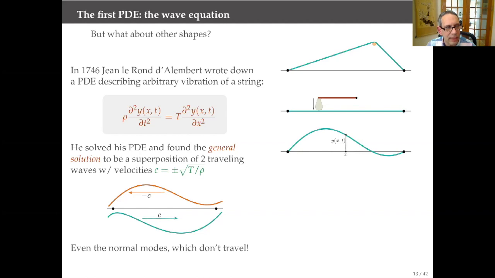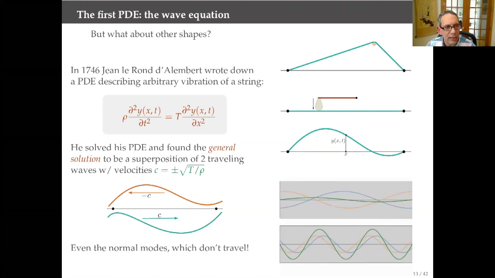and he found what happened is every string, depending on its density and tension, has a natural speed, I call it C here. And a solution to this equation is any traveling wave traveling without change of shape to the left or to the right with speed C, and any superposition of those. And those are the only solutions. And that might seem a little surprising because Taylor had already proved that there are standing wave solutions which are not moving left or right.